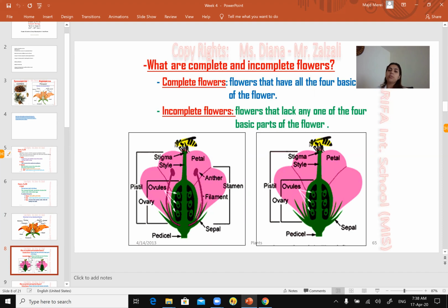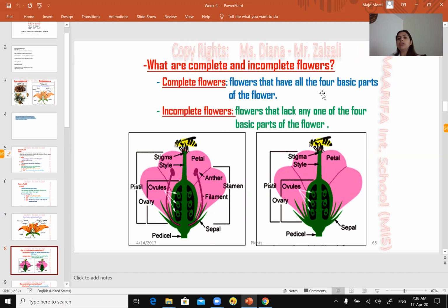Now, notice that we said that this is an idealized flower. It has the 4 parts. Actually, we can divide flowers into complete flowers and incomplete flowers. From its name, complete flowers have all the 4 basic parts of the flower: sepals, petals, stamens, and pistils or carpels. While incomplete flowers lack any one of the 4 basic parts.